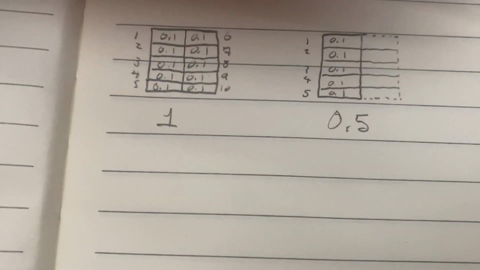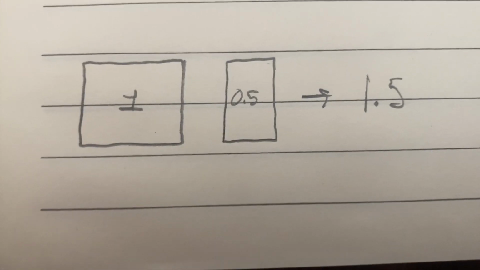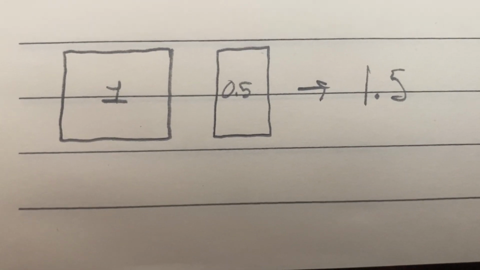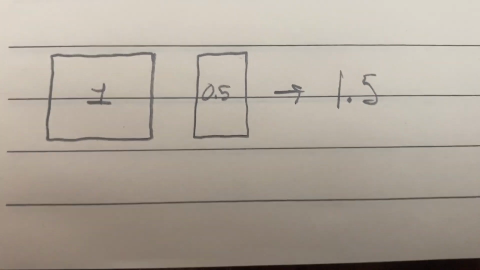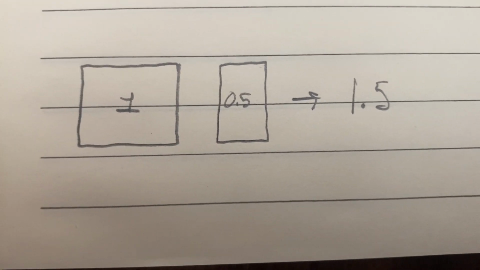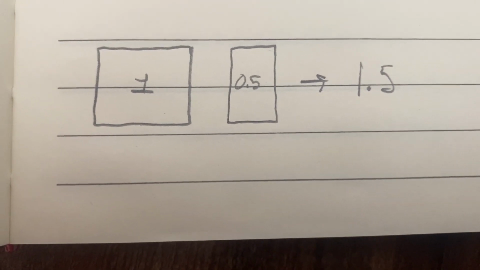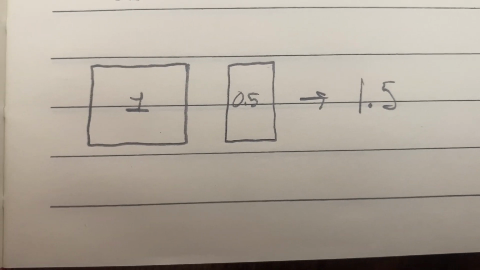If we added a 1 to this, we would get a 1.5. You can extend this into as many decimal places as you want. And you can, of course, do the same thing on a larger scale with the larger places.